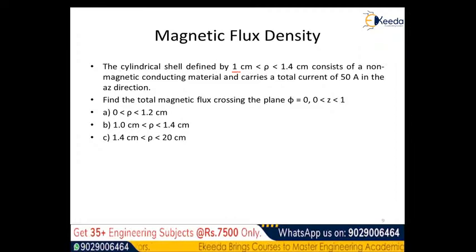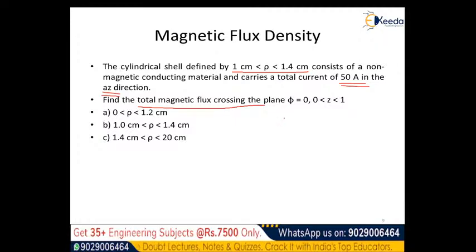Here it is from 1 centimeter to 1.4 centimeter, and inside there is a non-magnetic conducting material that carries a total current. Magnitude is provided to us, and the direction also, it is the positive AZ direction. What we have to do? We have to find the total magnetic flux crossing the surface, crossing the plane.